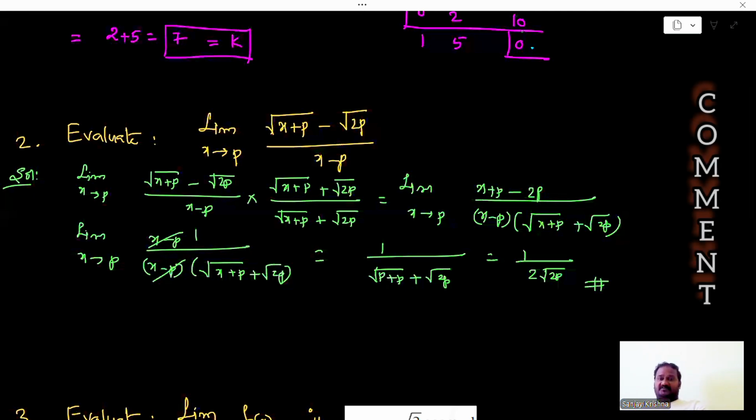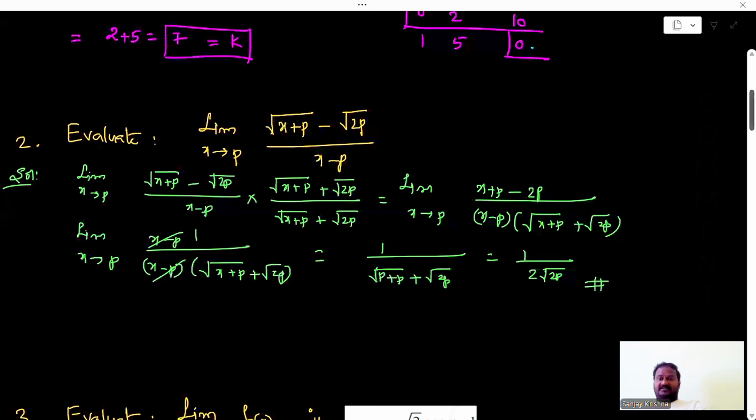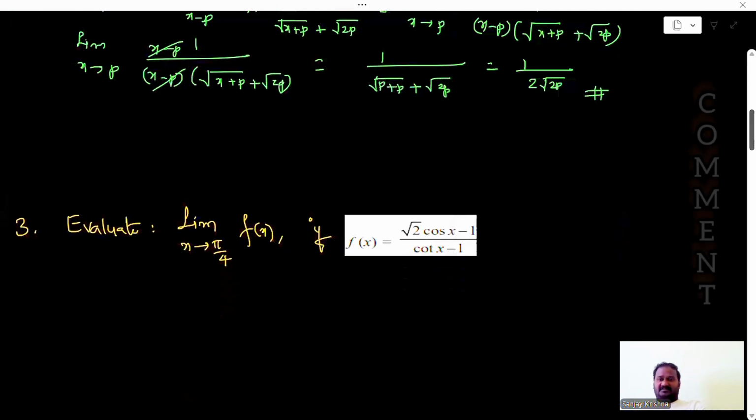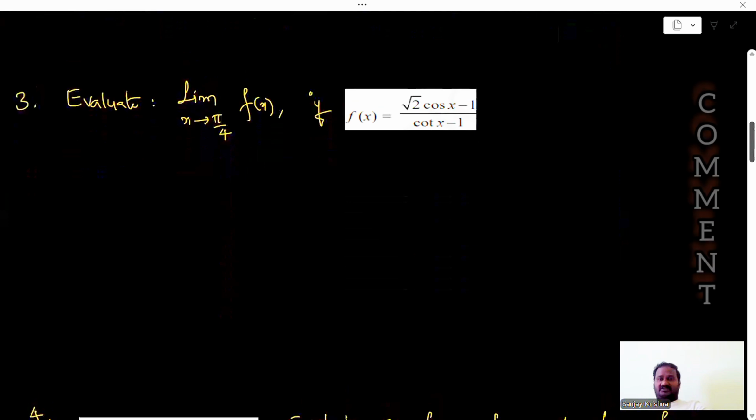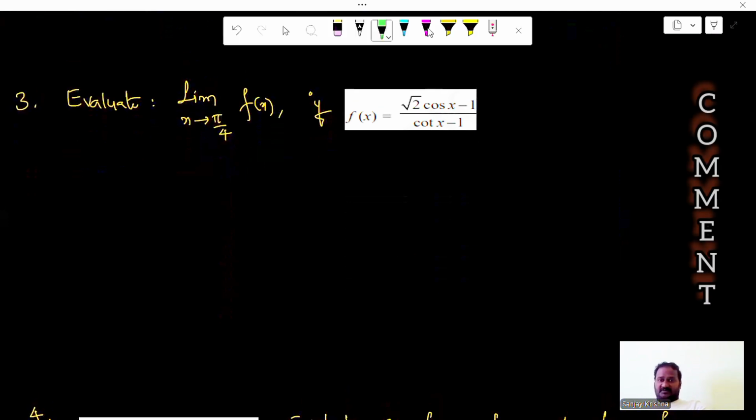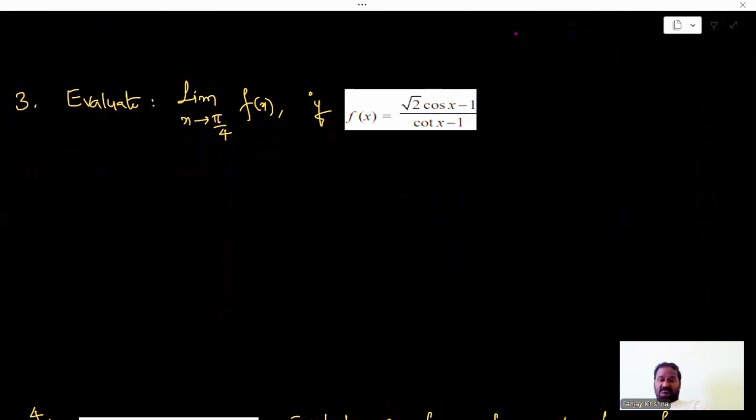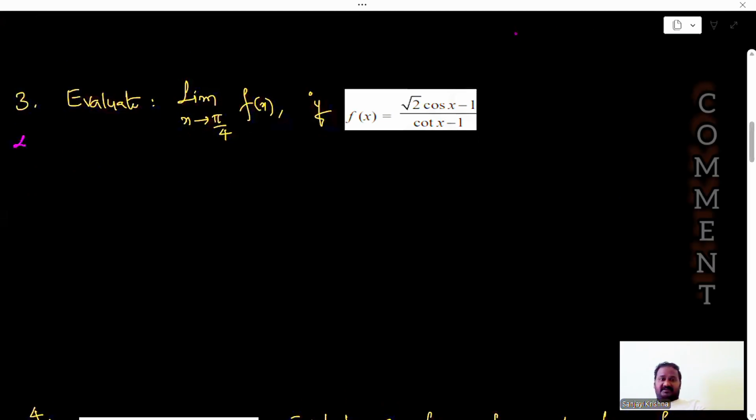If you get indeterminate form, then rationalize the numerator or denominator wherever that irrational number is involved. And coming to the next problem. This problem is a little interesting because it involves trigonometric functions. Here the problem is limit x tends to pi by 4, root 2 cos x minus 1 divided by cot x minus 1.